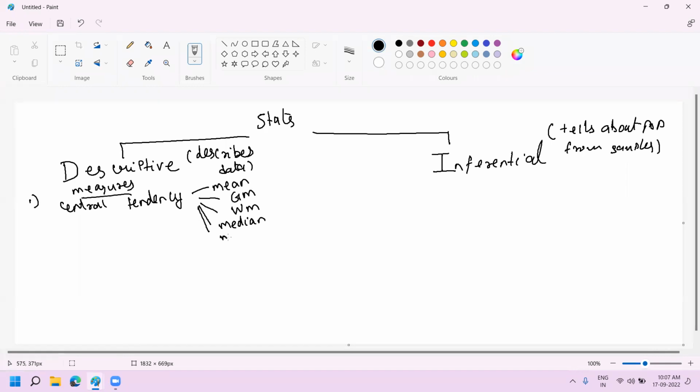And then what is the second measure? In central tendency, quantiles also come. No, central tendency is finding the middle value. What is the second measure? Measure of dispersion, or it is also known as measure of spread.